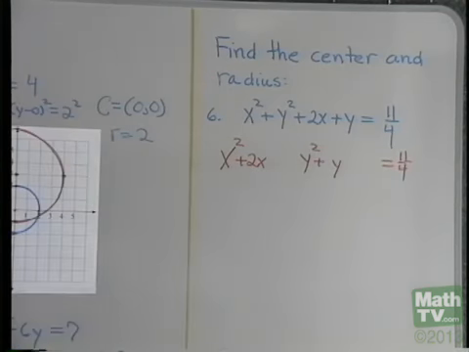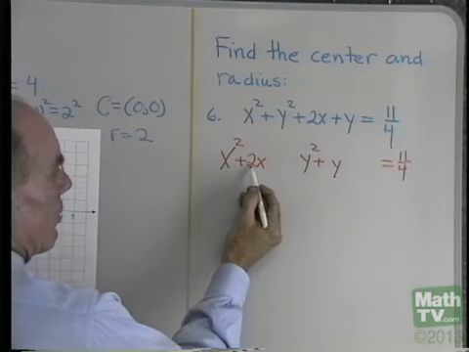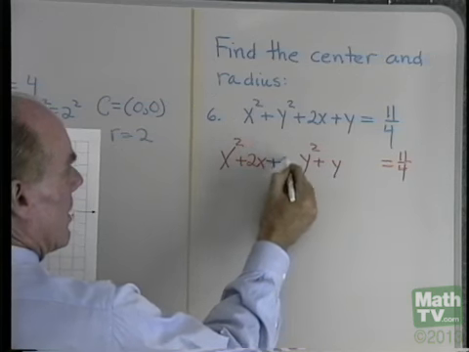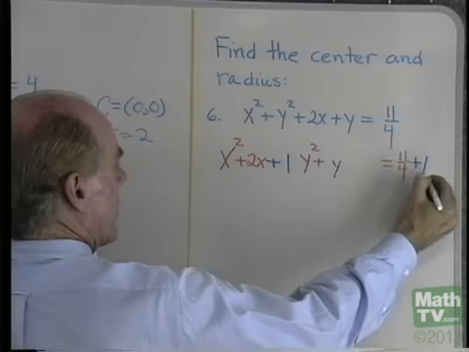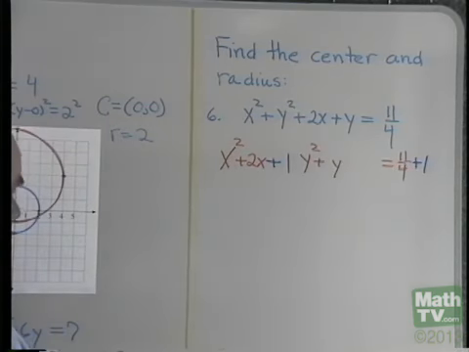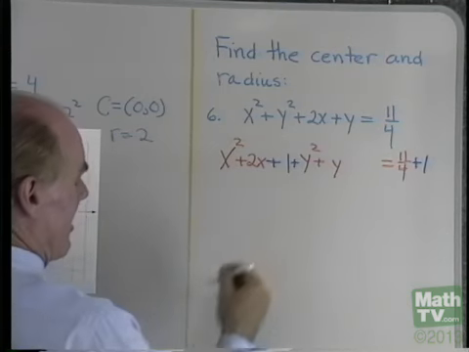Now I'm going to complete the square on both x and y. So I want to complete the square on x. I notice that the leading coefficient is 1. The coefficient of x is 2. Half of that is 1, the square of which is 1. So I'm going to add 1 on right there. I'll add 1 to the other side also. Now I need to also complete the square on y. Whoops, this is a plus sign right here, sorry.